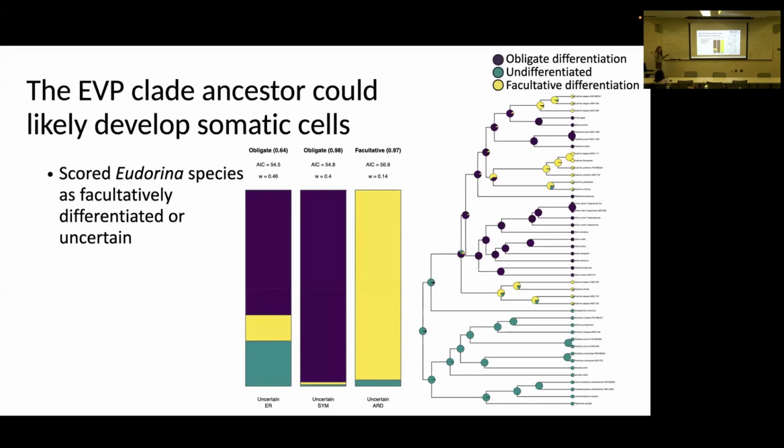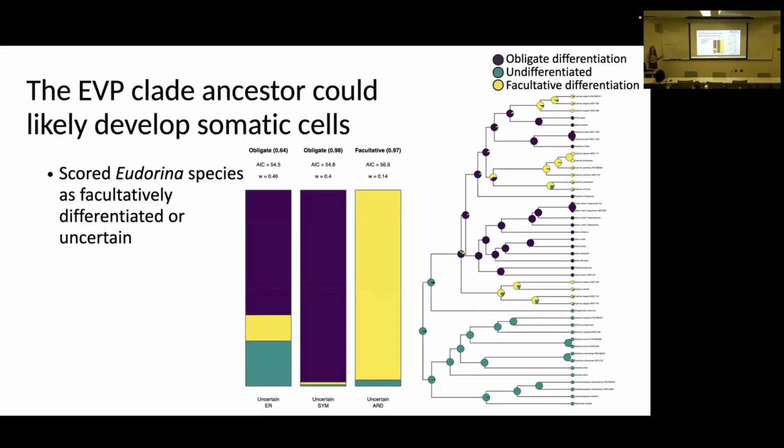I told you that I looked at multiple different Uterina species. So I scored all Uterina species as either having facultative or plastic somatic cells, or as being uncertain if I didn't have any data on them. And I did ancestral state reconstructions to figure out if the ancestor of the Uterina clade likely had plastic somatic cells. And I found that the ancestor of this EVP clade could develop somatic cells, but it's unclear if they were likely to be obligate somatic cells or facultative somatic cells.